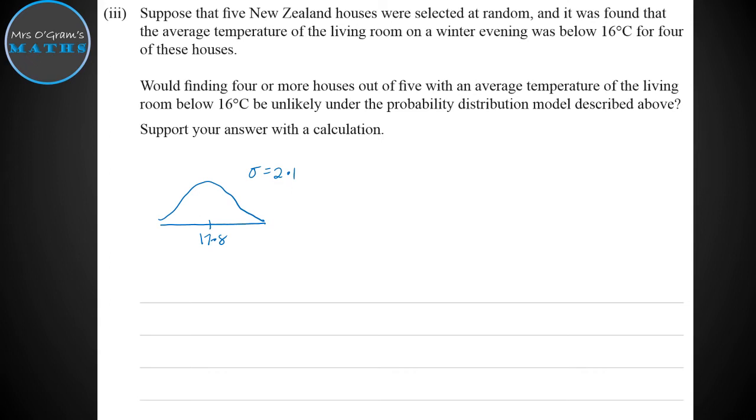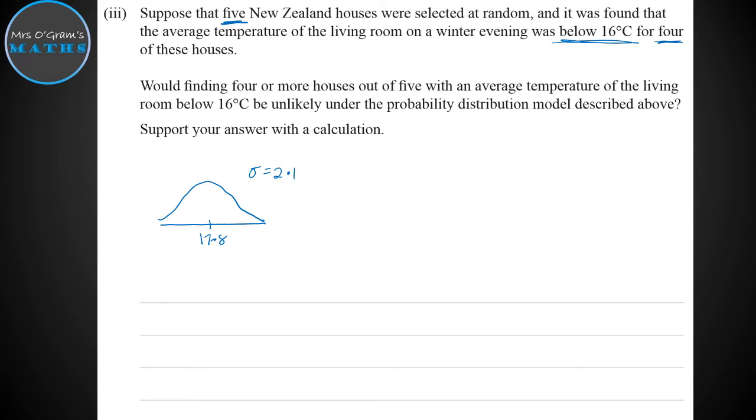Part 3 takes a little bit of unpacking. We've got 5 New Zealand houses selected at random, and it was found that of those 5, 4 of them had a temperature below 16 degrees, and we want to find out what's the chance of that happening and whether it was likely or not.